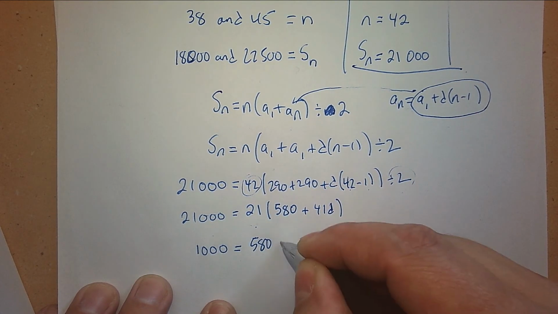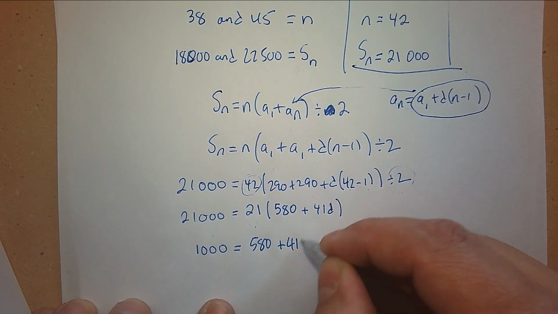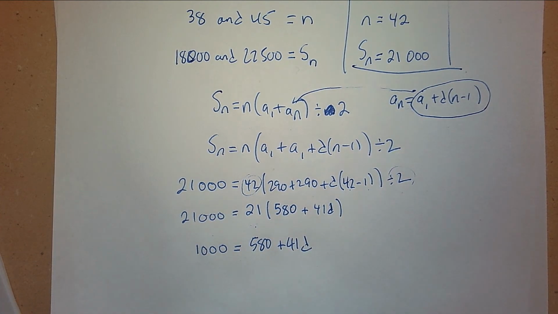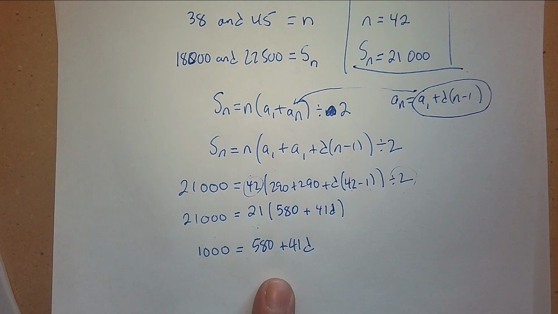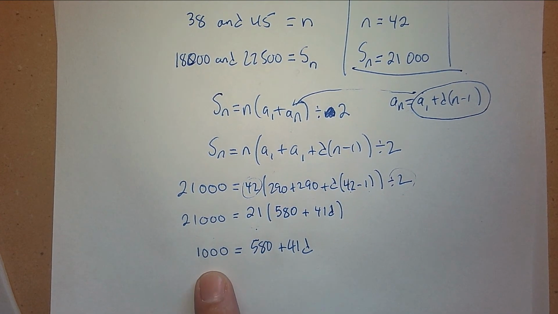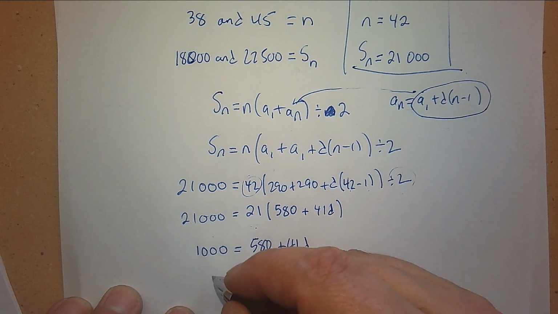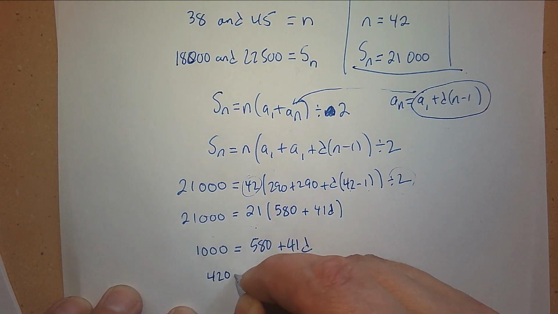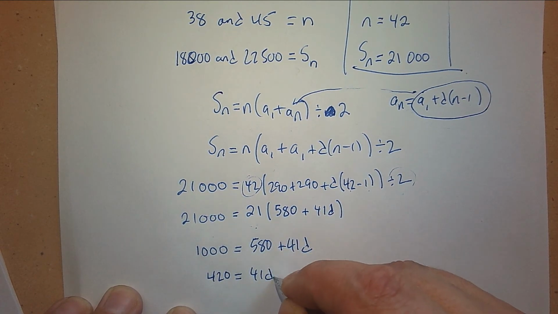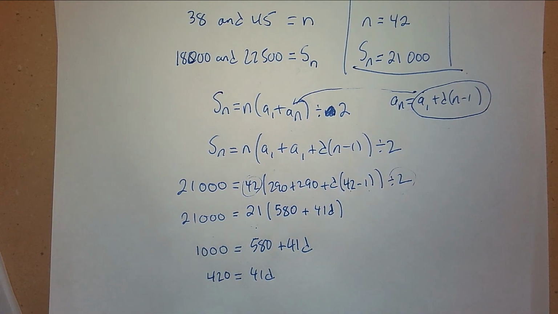We're almost there. What do I need to do next to get D by itself? Subtract. What am I going to subtract? 1,000. Subtract what? 580. I'm going to write down 420. 420? Yes. Awesome. Where did I get that number from? From 1,000, take away 580.